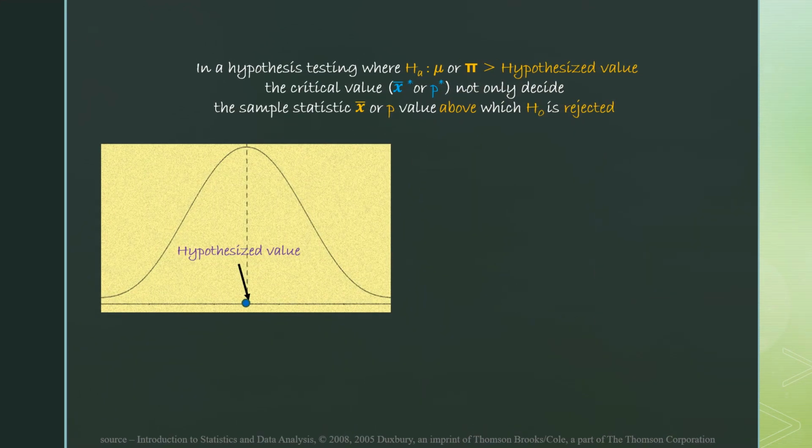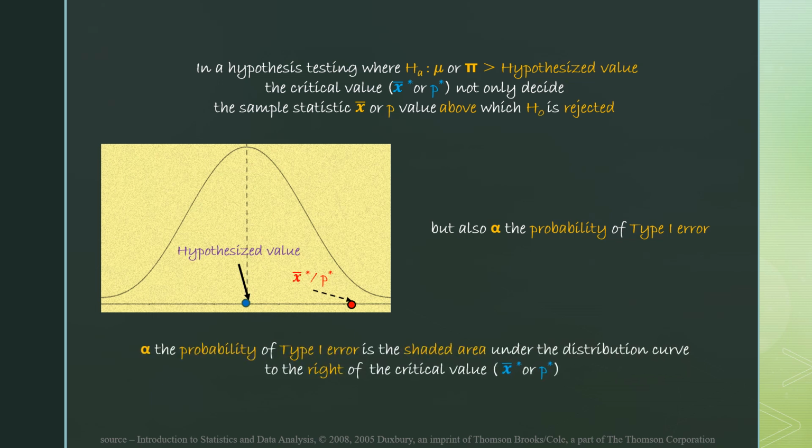In a hypothesis testing where HA is mu or pi greater than hypothesized value, the critical value x bar star or p star not only decides the sample statistic x bar or p value above which H0 is rejected, but also alpha, the probability of the type 1 error. Alpha, the probability of the type 1 error, is the shaded area under the distribution curve to the right of the critical value x bar star or p star.